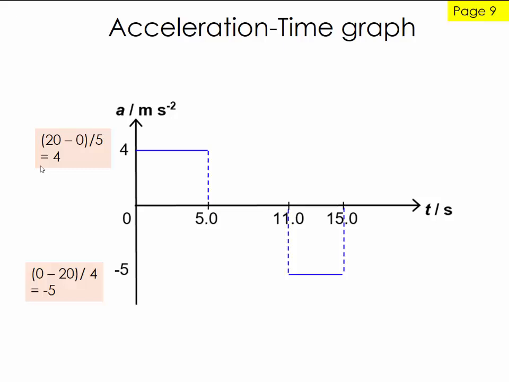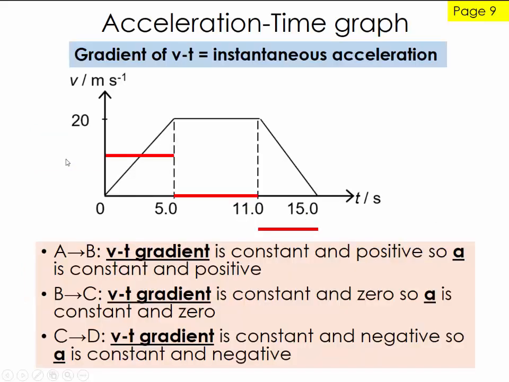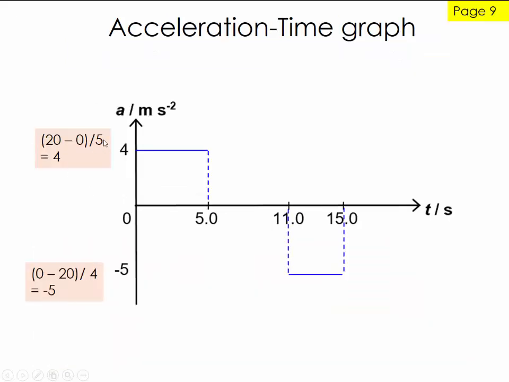right? So if we sketch the AT graph now, we can put in the shape of the graph, but you have to find the values. Okay, so this 4 is actually the gradient here, 20 divided by 5, right? So 20 divided by 5, right? Similarly, you find the gradient for the second portion, or the third portion rather, okay? And put in the values.